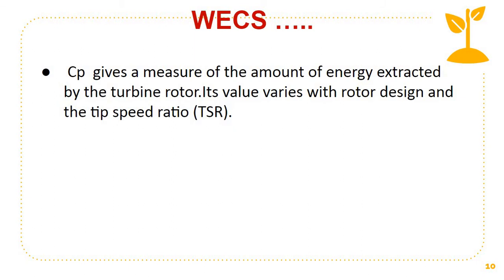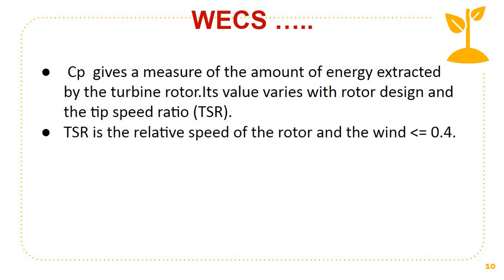Cp gives a measure of the amount of energy extracted by the turbine rotor. Its value varies with rotor design and the tip speed ratio. Tip speed ratio, or TSR, is the relative speed of the rotor and the wind, and it should be less than 0.4.